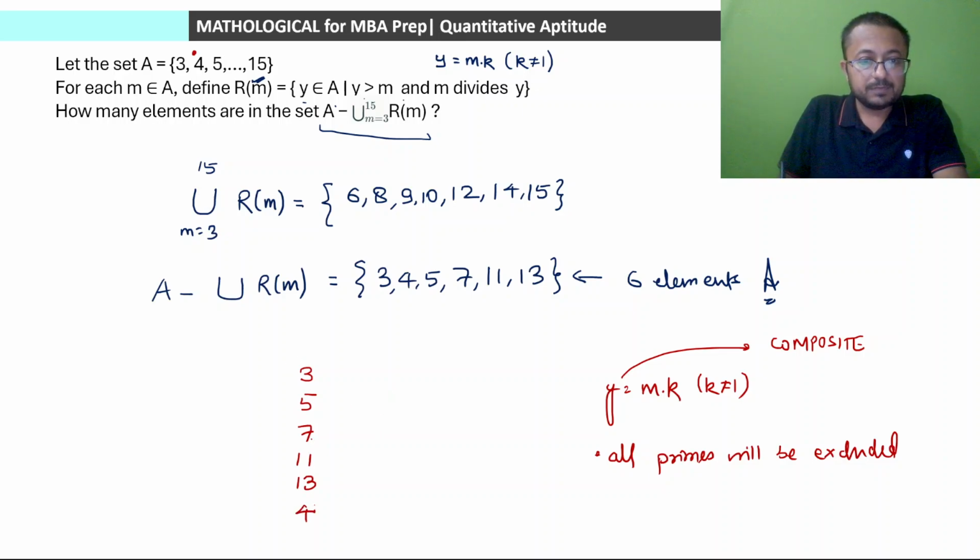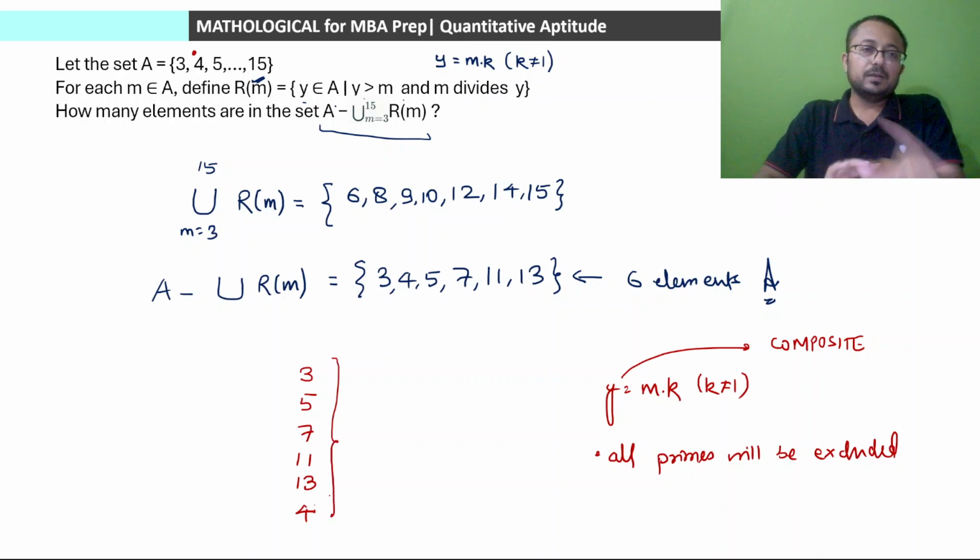तो 3, 5, 7, 11, 13 and 4, these will be part of A minus union of R_m set, यानी कि 6 elements will be there in total. Is that clear?